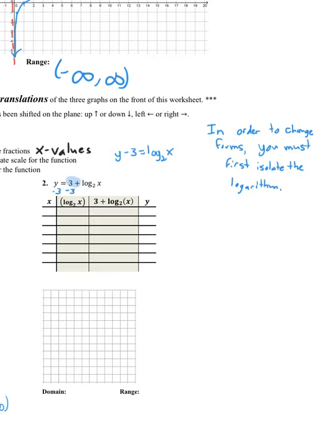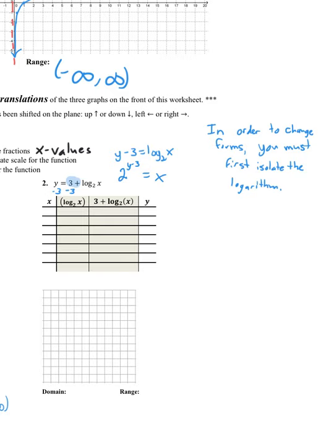Now it's just y minus 3 equals log base 2. And then we can change forms. 2 to the y minus 3 power equals x. That whole y minus 3, which is on the other side of the equation, that is the exponent. The exponent is y minus 3.